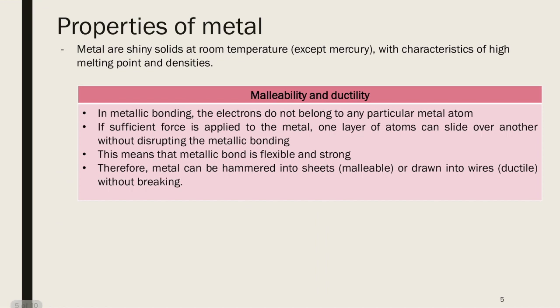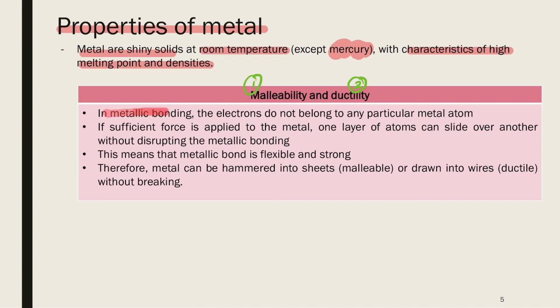Next, kita sambung properties of metal. So metal are shiny solids at room temperature except mercury, with characteristics of high melting point and densities. So mari kita tengok pula properties of metal daripada segi malleability and also ductility. So malleability ni adalah apabila metal itu kita boleh ketuk dia sampai dia boleh jadi satu keping macam sekeping kertas. Manakala ductility ini adalah apabila metal itu kita boleh tarik dia sampai dia jadi macam wayar.